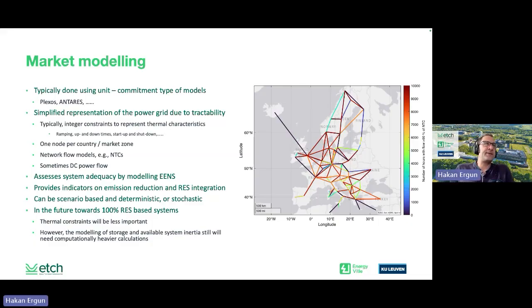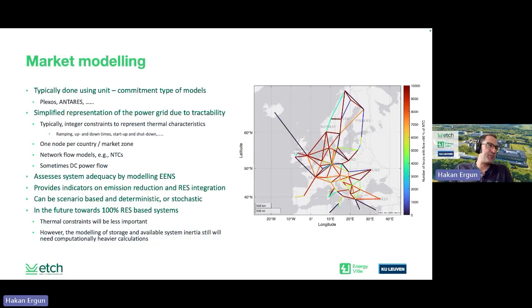In these kinds of unit commitment problems, we also typically have some integer constraints that are going to represent the thermal characteristics of generation. It is going to be a one node per market zone model. And what we then usually do here is to really assess the adequacy of the system also by modeling the expected energy not served. So either the demand is modeled as something flexible, or we introduce a fictitious generator, which is going to represent the expected energy not served at a very, very high cost, and is going to make sure that the model always finds a feasible solution.